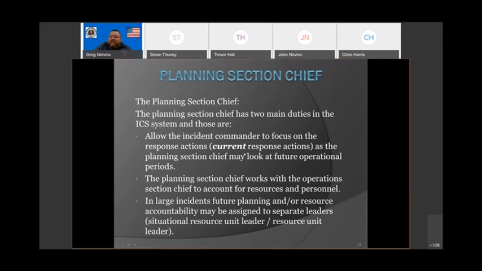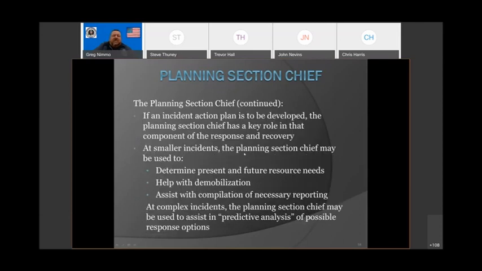We're going to talk more about planning and logistics a little later tomorrow, in a little more detail, but I'm just giving you the higher level view here.